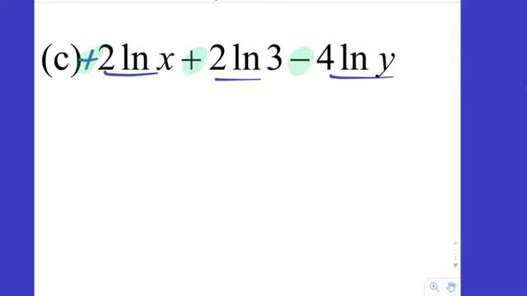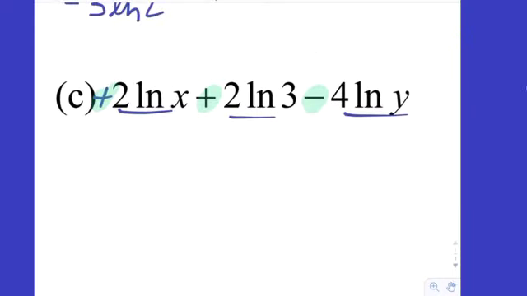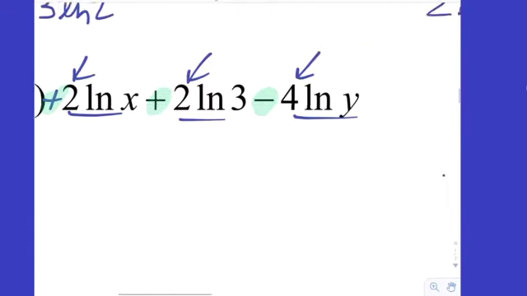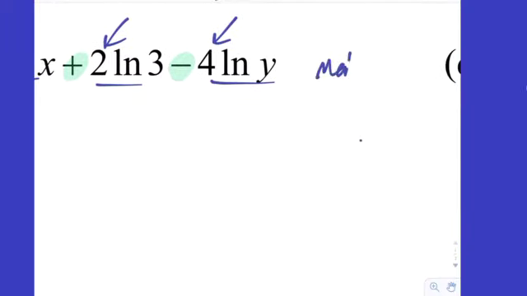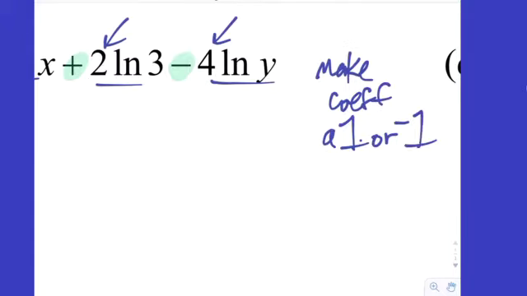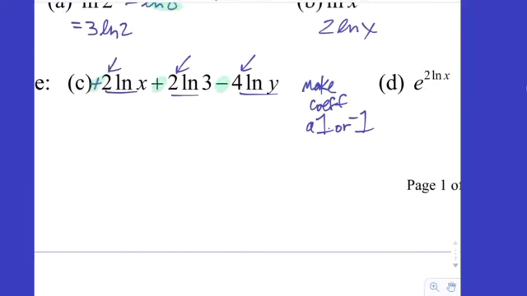But we can't condense right away, simply because we have coefficients in front of the logs. So the first thing you want to do when you're condensing is to make the coefficient of each log term either a 1 or a negative 1. Because once you have that, then you can start condensing like in property 1 and 2.